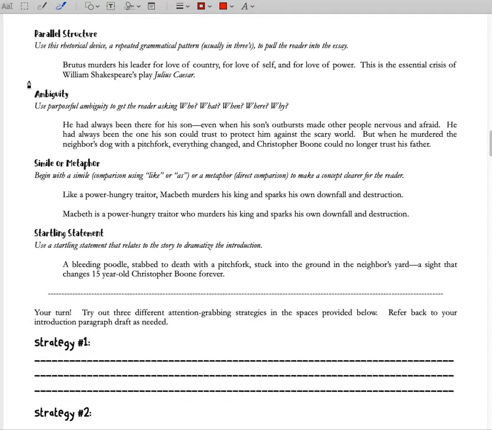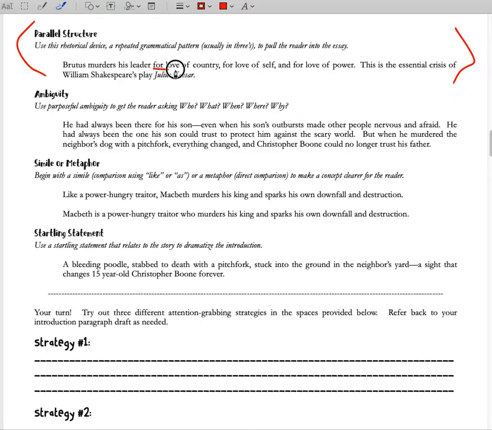You can also use parallel structure. This is another style that I like. I find myself using it quite often. Use this rhetorical device, which is a repeated grammatical pattern, usually in threes, to pull the reader into your essay. So: Brutus murders his leader for love of country, for love of self, and for love of power.